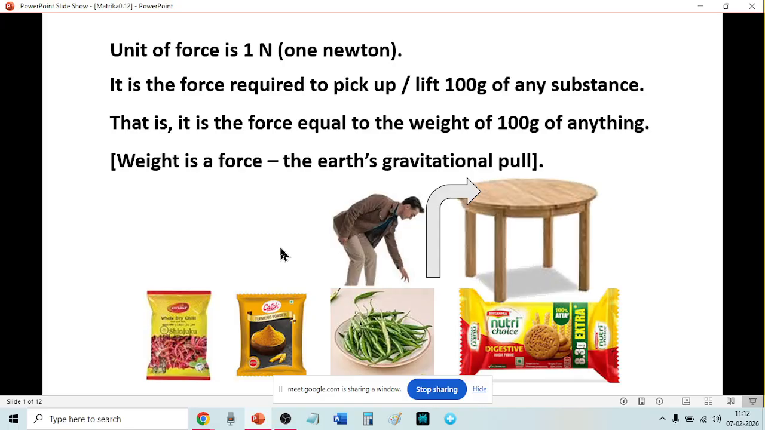So the force due to the weight of 100 grams is 1 Newton. 100 grams is not 1 Newton. The weight of 100 grams is 1 Newton. Okay? 100 grams will tell you how much substance is there, how much green chili substance, how much biscuit substance, how much haldi powder substance. That is 100 grams. The weight of 100 grams will be 1 Newton.